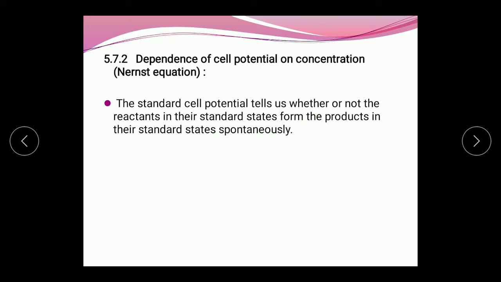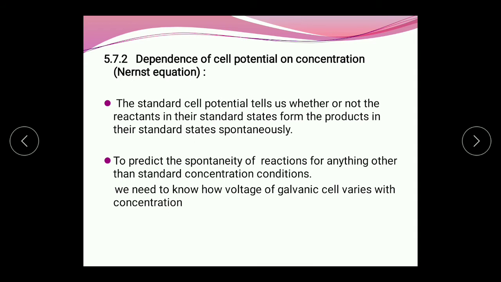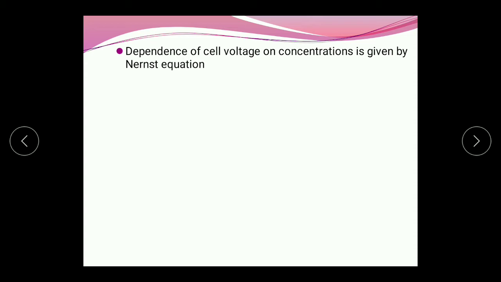So, we are going to learn about the dependence of cell potential on concentration by using the Nernst equation. Now, to predict the spontaneity of reactions for anything other than standard concentration conditions, that means if the concentration is different, then to calculate cell potential we have to use the Nernst equation. We need to know how the voltage of a galvanic cell varies with concentration. So the dependence of cell voltage on concentrations is given by the Nernst equation.